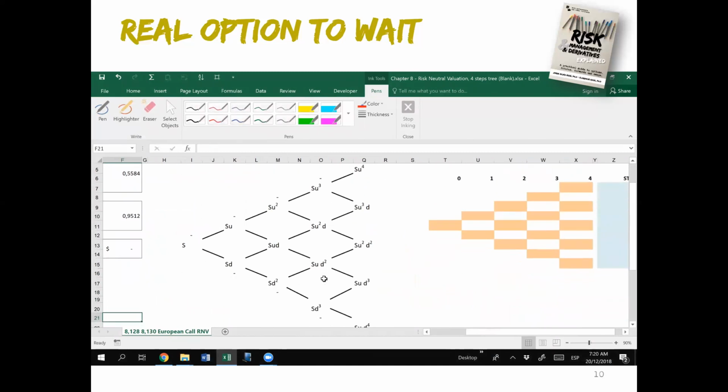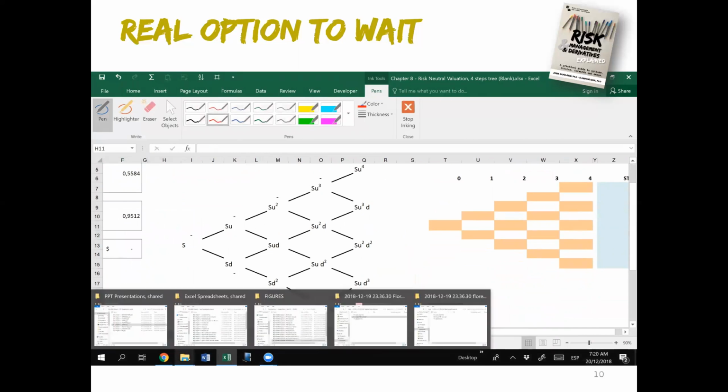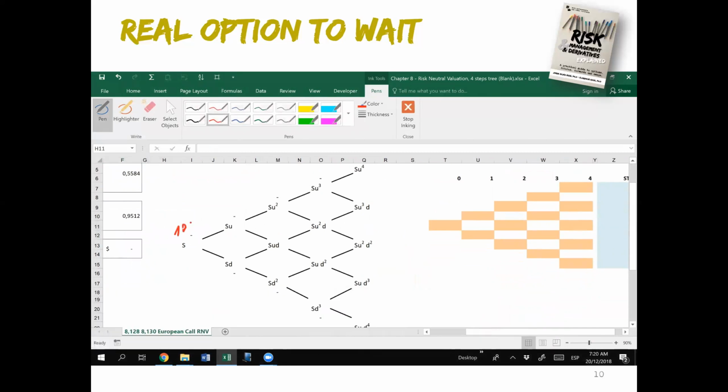Now let's see the tree of the underlying asset. The underlying asset today is 10, but it could go up to 12.50. In other words, 10 multiplied by 1.25 is 12.50. And it could go up again by 1.25, or it could go down by 0.8.